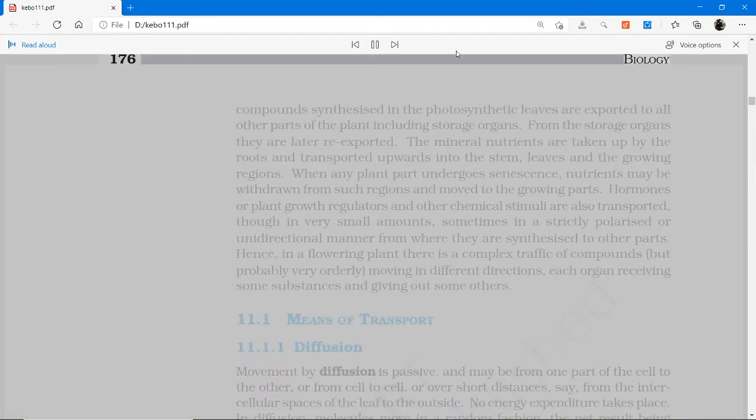Compounds synthesized in the photosynthetic leaves are exported to all other parts of the plant, including storage organs. From the storage organs they are later re-exported. The mineral nutrients are taken up by the roots and transported upwards into the stem, leaves and the growing regions. When any plant part undergoes senescence, nutrients may be withdrawn from such regions and moved to the growing parts.